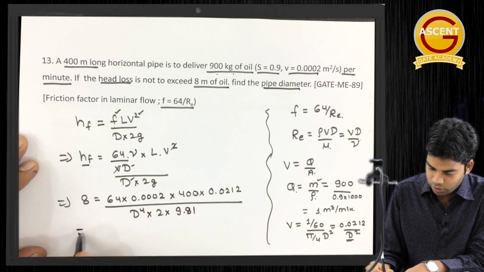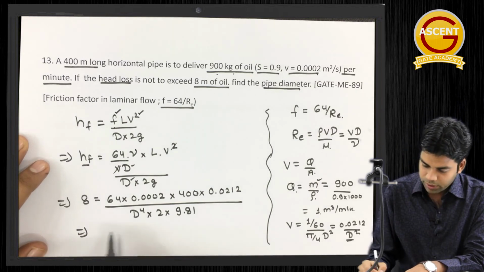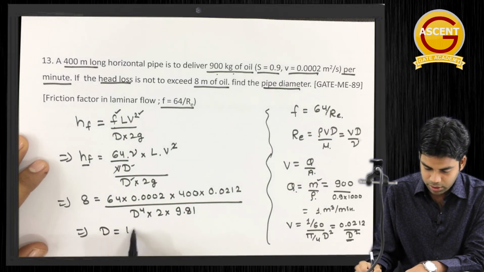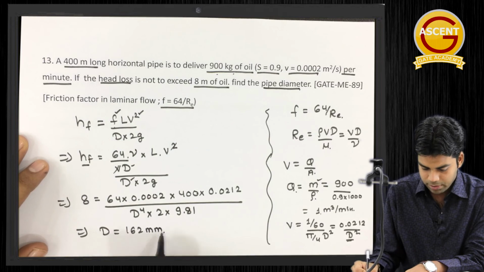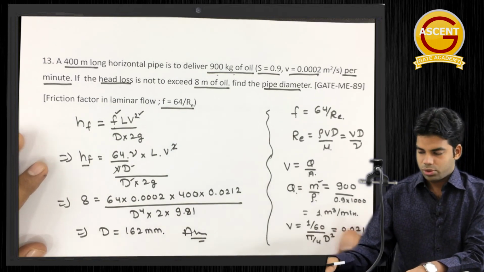So from here we can calculate the value of this d, which will be equal to 162 mm. Answer. Clear or not? Okay, next question.